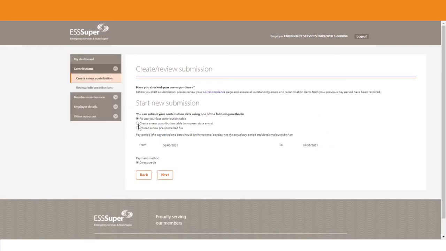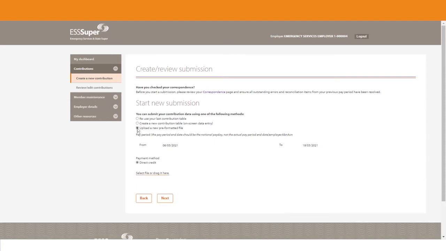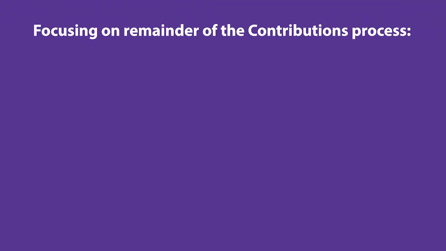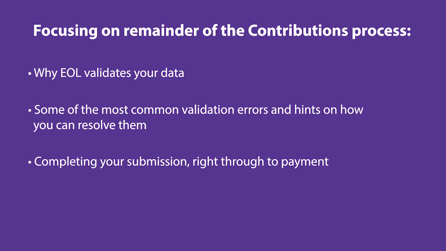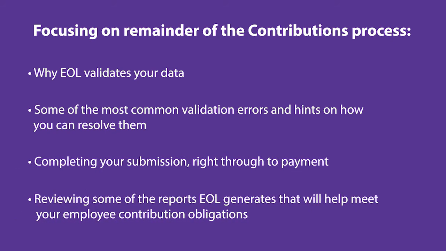In the previous video, we looked at the key steps involved in preparing your contribution submission in EOL, including the 3 options you have for entering data. We'll now take a look at the rest of the contributions process, focusing on why EOL validates your data, some of the most common validation errors and hints on how you can resolve them, completing your submission, right through to payment, and reviewing some of the reports EOL generates that will help you meet your contribution obligations.